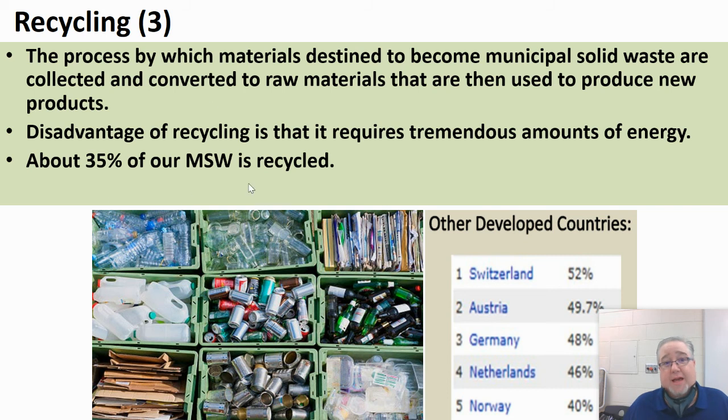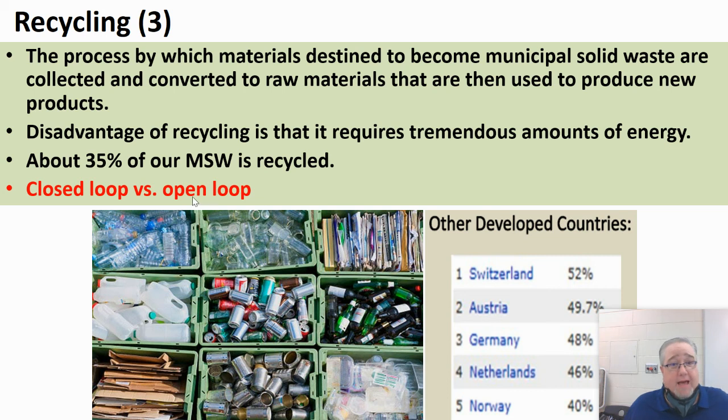About 35% of what we throw away can get recycled or gets recycled. If you compare that to other countries around the world, we're kind of behind. Switzerland, for example, recycles 52% of what they throw out. Austria 50%, Germany 48, etc. So you would think that we're the most developed country in the world, that we would probably be a lot better at figuring out this recycling problem. But we only recycle about 35% of what we throw out.